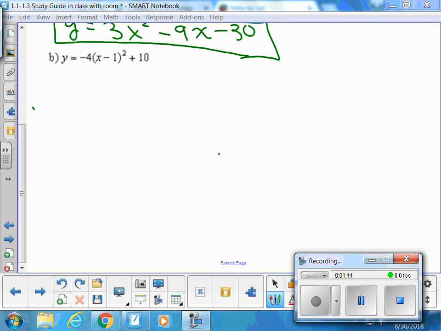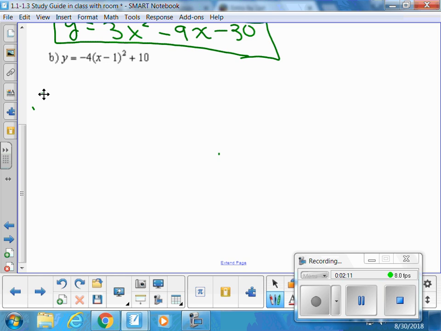All right, moving along to part B. What form is this in, just for fun practice? Vertex form. So just look at the formula board. It's here for your usage. If there's no parentheses, it's standard. So this has a set of parentheses, so it's not standard. If there's 1 set of parentheses, it's vertex. That's what we're dealing with here. This is vertex form. And then if there's 2 sets of parentheses, it's intercept form.